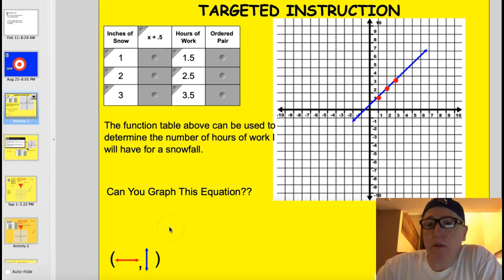This is an example of how these work together. The third piece is the equation. Well, we already know what the rule is. The rule is it's whatever x is plus 0.5. All the equations, you just say that y is equal to that. Y is equal to whatever x is plus 0.5.